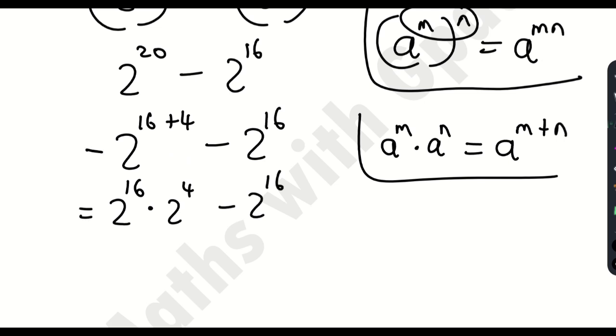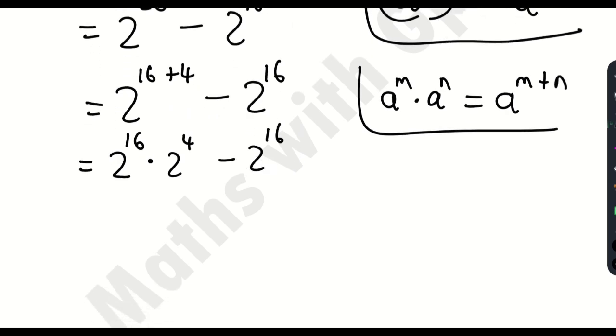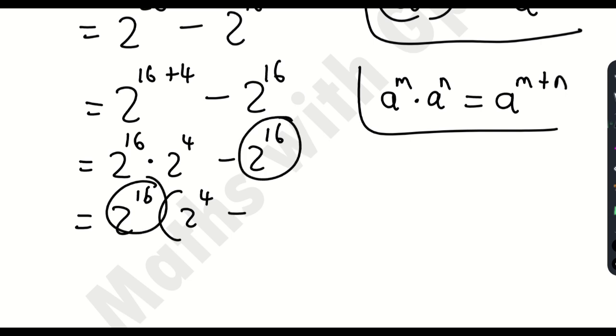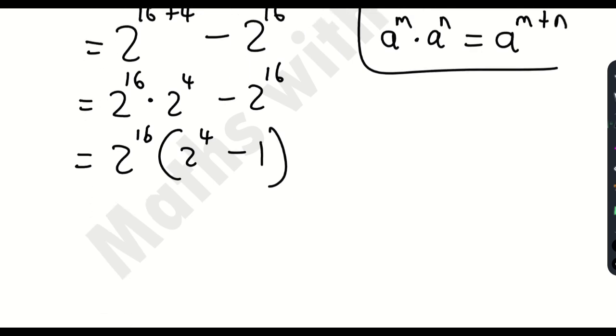The good thing here is that we now have a common factor of 2 raised to the power of 16. So I'm going to factor that out. Then 2 raised to the power 4. See, if you divide this by 2 raised to the power 16, you are going to have 2 raised to the power 4, right? Then minus. If you divide 2 raised to the power 16 by 2 raised to the power 16, you get what? 1. So we are making progress.